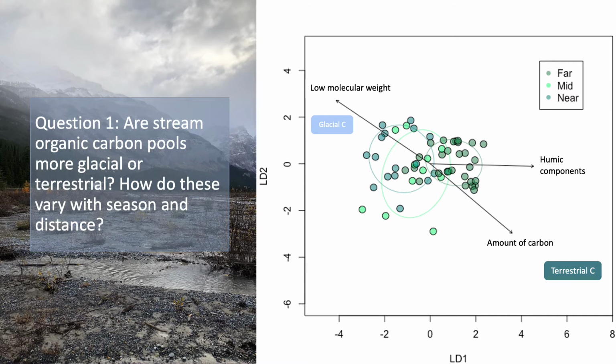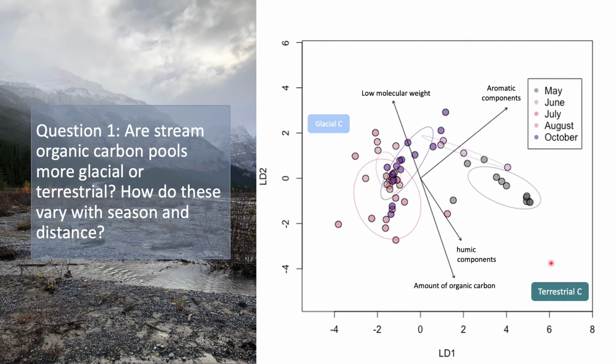This is another linear discriminant analysis of organic carbon characteristics, this time grouped by month sampled. It was found that samples taken in May and June were significantly different than those taken in July, August, or October. Samples taken in May and June had high amounts of aromatic components, which was similar to ranges found in non-glacially fed stream terrestrial carbon pools, and sites later in the year had low amounts of aromatic components, which were more similar to a glacial carbon source.